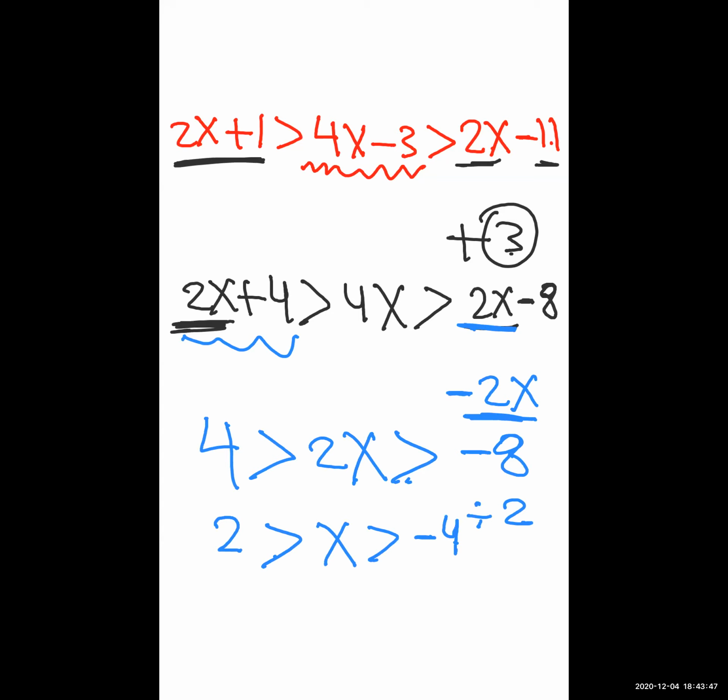Okay, so the solution set is now negative 4 and 2, open from both sides. How to represent it, guys? It will be the same as this number line. Sorry, guys. Negative 4 unshaded and 2 also unshaded, and shade the distance in between. Okay, guys, are we clear about this?